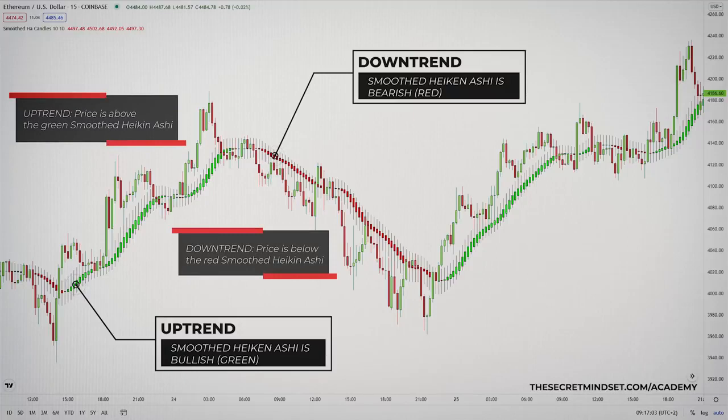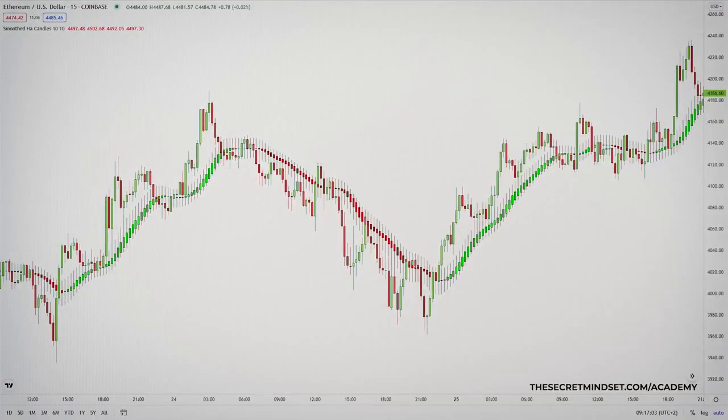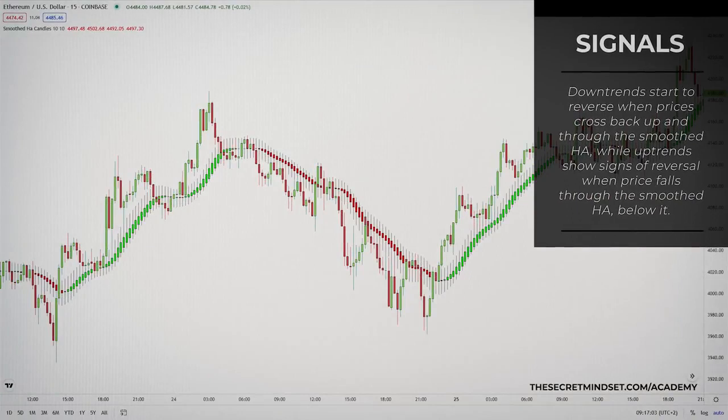During short-term uptrends, price tends to stay above it. In downtrends, price typically stays below the indicator. The first possibility of a change in direction is when price crosses through the indicator. Downtrends start to reverse when prices cross back up and through the Smooth Heikin-Ashi, while uptrends show signs of reversal when price falls through the Smooth Heikin-Ashi below it.